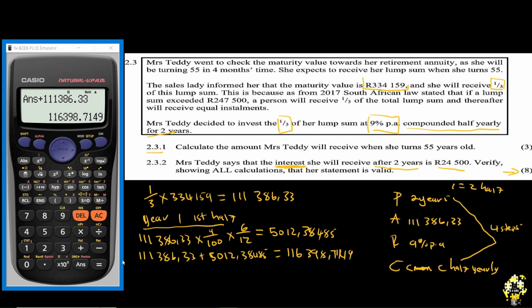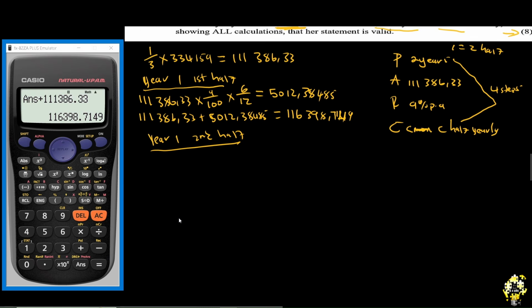So for the first half, actually the total is supposed to be 116,398.714.98. There is a 1 somewhere there. I know you're not seeing it. You're like, what's this? But there is a 1 there. Now this is the first half. So again, year 1, second half. Let's get some real estate. So what are we taking? Are we taking the initial? No, we are taking what we ended with for the first half, and we are dragging it to the second half.